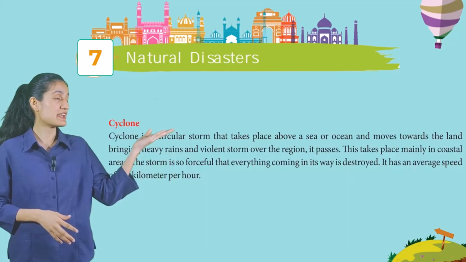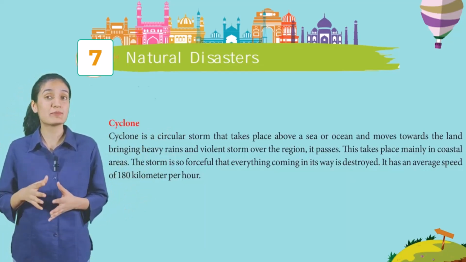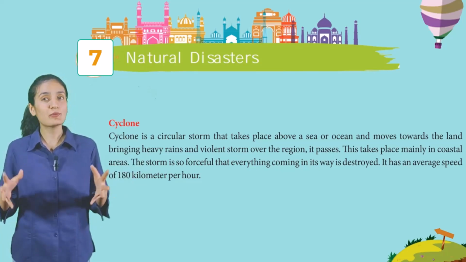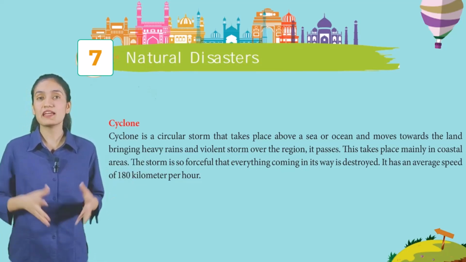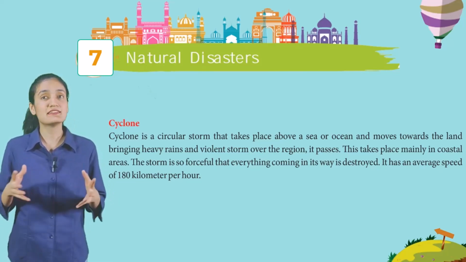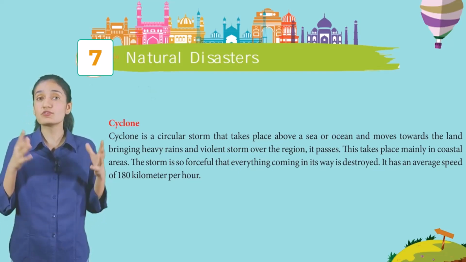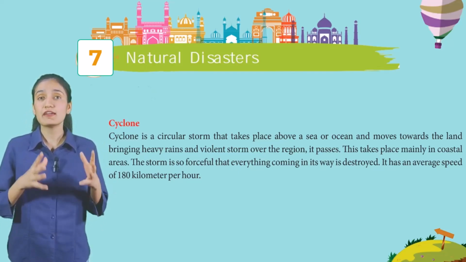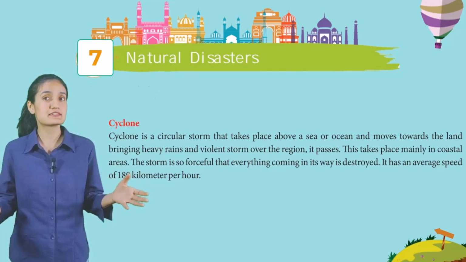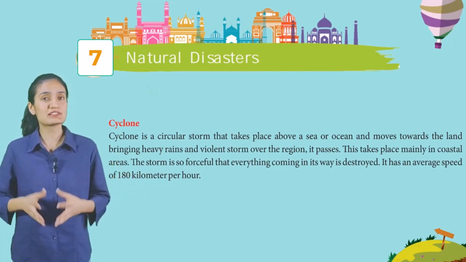Next is cyclone. Cyclone is a circular storm that takes place above a sea or ocean and moves towards the land, bringing heavy rains and violent storm over the region it passes. This takes place mainly in coastal areas. The storm is so forceful that everything coming on its way is destroyed. It has an average speed of 180 km per hour.